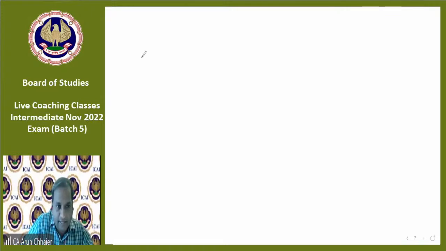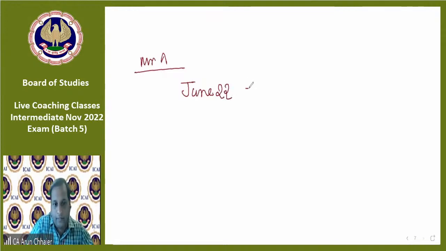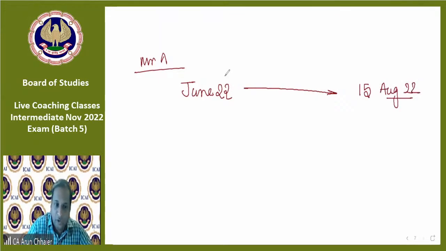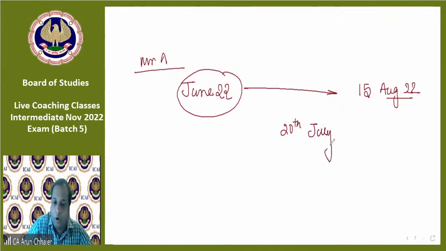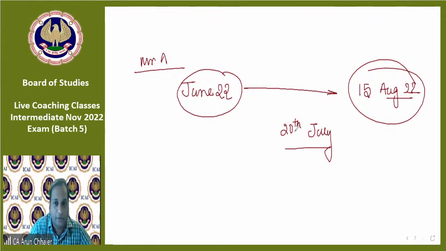See, Mr. A has to file June month return, June 22. If he is filing, let's say on 15th August 2022, the June month GSTR 3B, which has the due date of 20th July, but it is being furnished on 15th August. What will you say? Whether the liability has been declared in the same tax period or subsequent tax period? Kindly answer this question first.